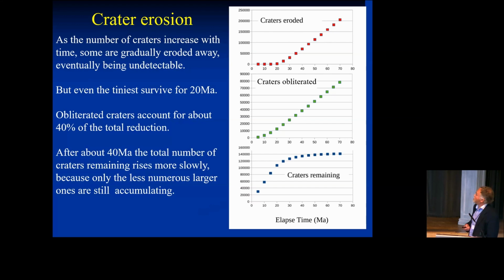Obliteration accounts for about 40% of the total reduction. This is when a new crater forms on top of an old one and erases it. So after about 40 million years, the total number of craters remaining rises more slowly because only the less numerous larger craters are still accumulating.